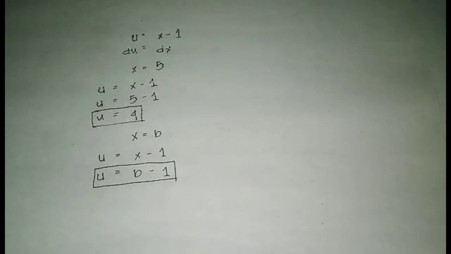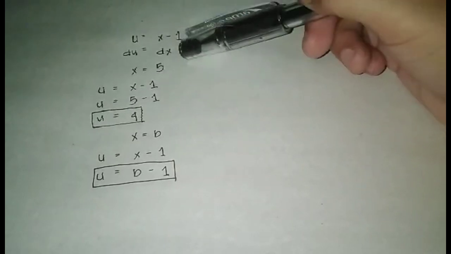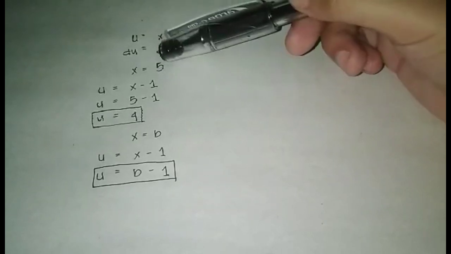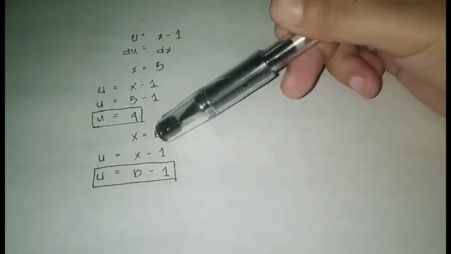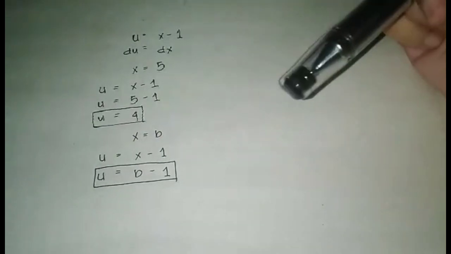Let's use a substitution to simplify the integrand. We let u equal x minus 1, and du is dx. From the lower limit 5, if we substitute 5 in x minus 1, we have 4. And from the upper limit b, if we substitute x as b, we have b minus 1. So we change the limits from 5 to b to 4 to b minus 1.